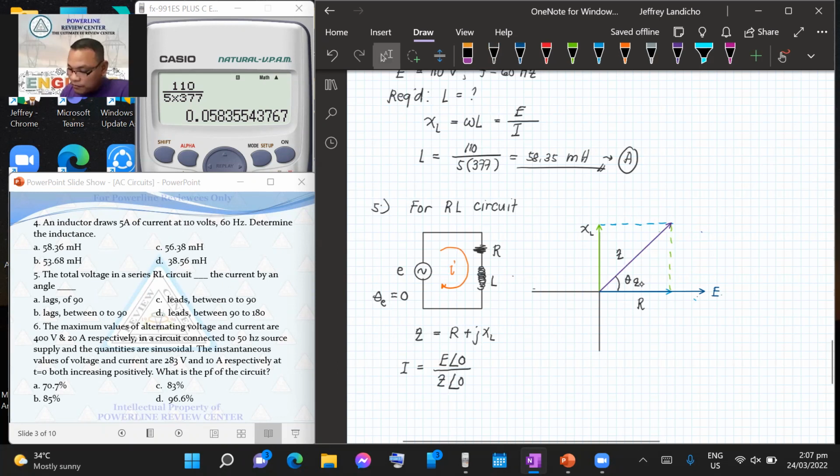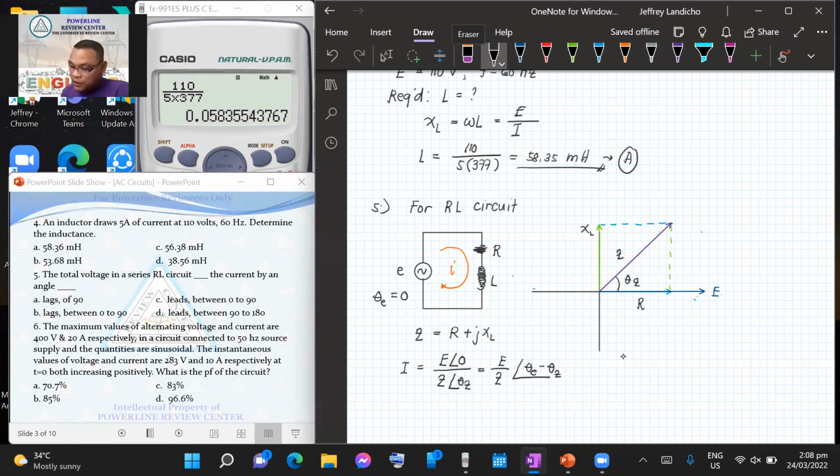So it should be what? Positive theta sub Z. So therefore, using the rules in dividing complex number, all you have to do, you just divide the magnitude and subtract the corresponding angle. So anong lalabas, no? So ito yung RMS value ng ating current as the ratio in terms of magnitude of voltage and impedance. Ano kanyang magiging angle? Angle of your voltage, that is at what? 0 minus the angle of your impedance.